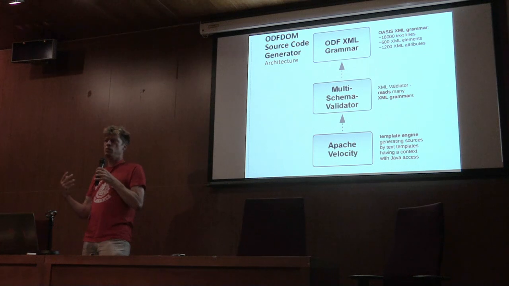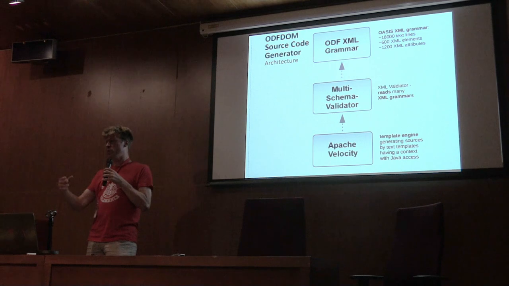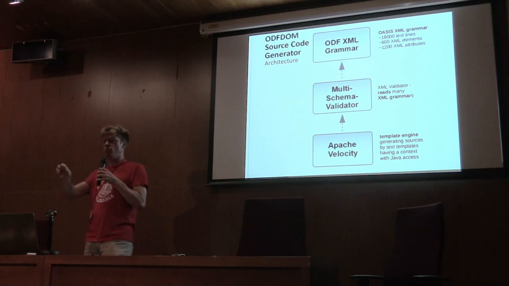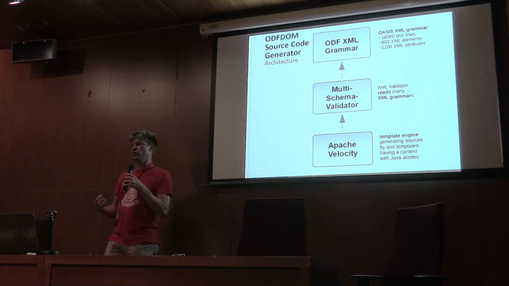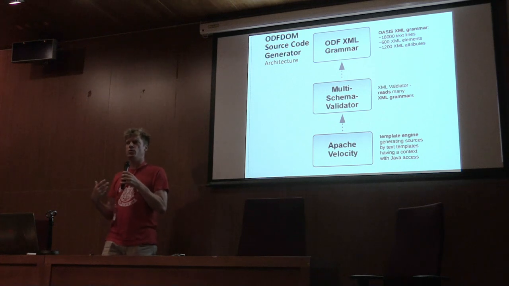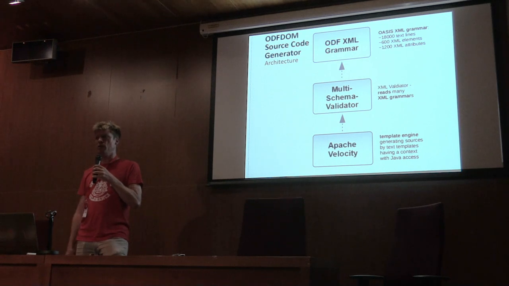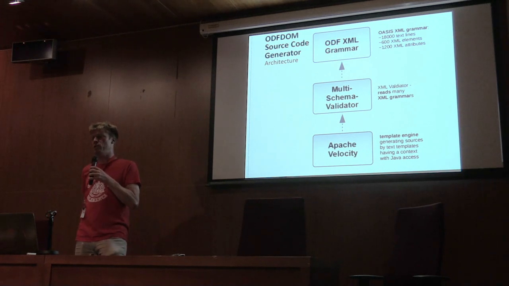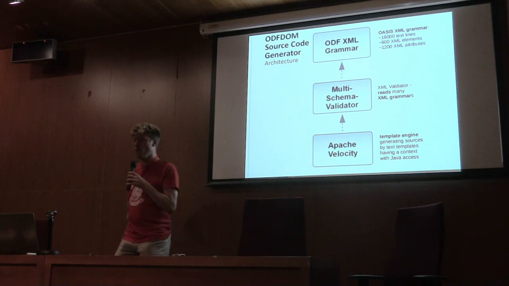So we thought it might be good to generate some Java code, DOM-type code, so developers can just look at the source code with auto-completion and know how they can create valid XML. And to do so, we loaded the XML into a grammar reader. We didn't want to invent our own reader, so we reused some open software. And the nice thing is it can read many grammars. So we reused the XML multi-schema validator for reading it.